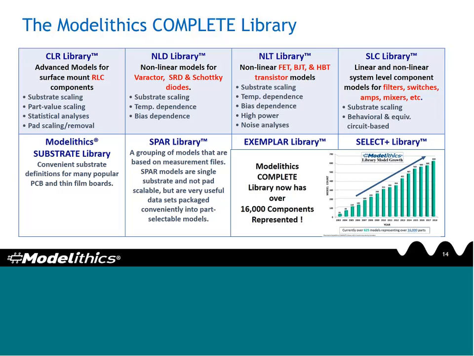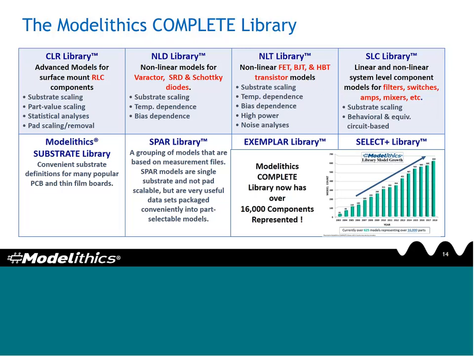We then have our NLD library, and this is our diode library containing, once again, substrate scalable, temperature-dependent models for various diode types such as varactors, PINs, and Schottky diodes. We also have our transistor model library, the NLT library, containing FETs and BJTs, just to name a few, and these models also have advanced simulation features such as substrate scaling, temperature, and bias dependence. Our SLC library contains system-level components for devices like filters, switches, and amplifiers. And we also have a library called the SPAR library, and this is a grouping of single substrate measured S-parameter datasets, which are packaged for your convenience.